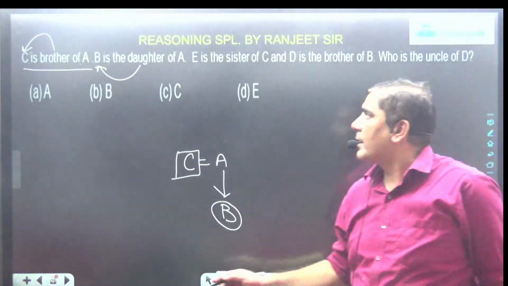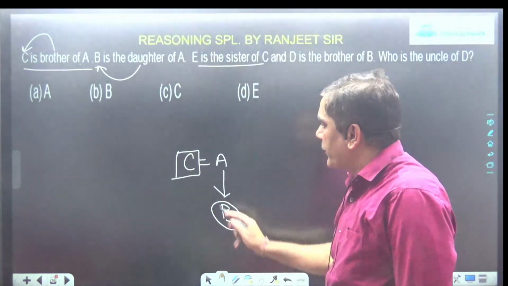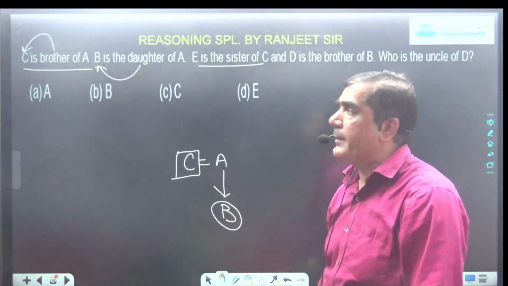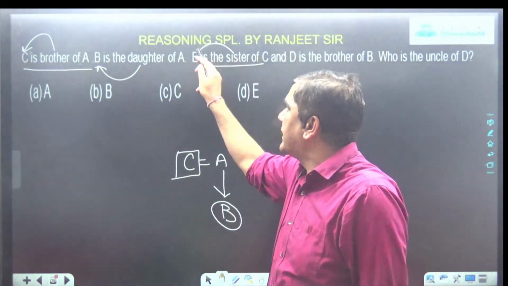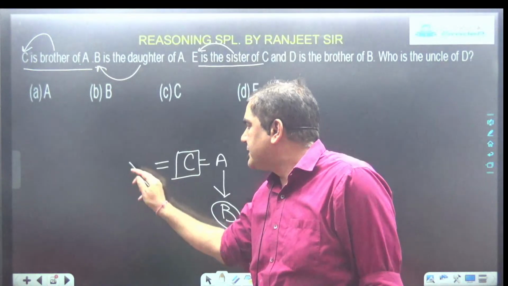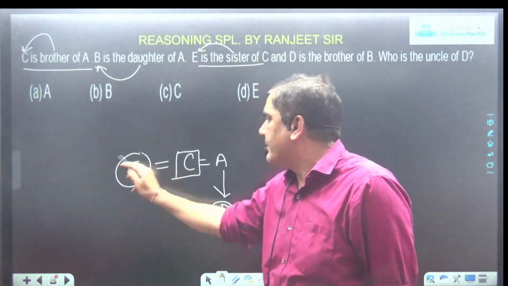Next one. E is the sister of C. So here comes C. So C adjacent will be E. And E is nothing but sister. Sister means female. So in between E and C we will have equal to. And E sister means female.